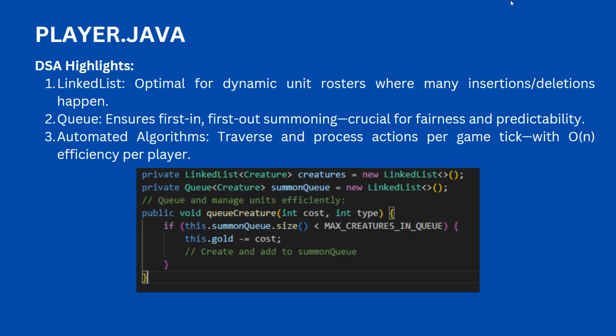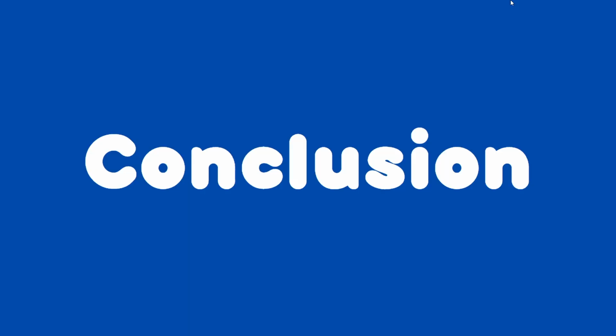Okay, the DSA highlight is the linked list. Here it's optimal for dynamic unit roster sessions where insertion or deletion happen, and the queue, so the first in, first out ceremony is crucial for fairness and predictability, and automated to traverse and process actions per game tick with all efficiencies per player. Okay, next.